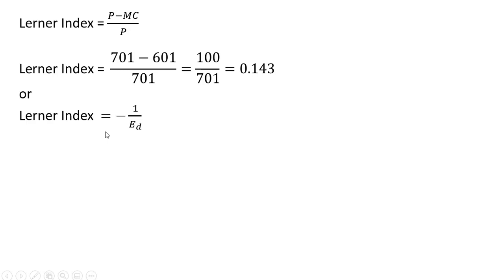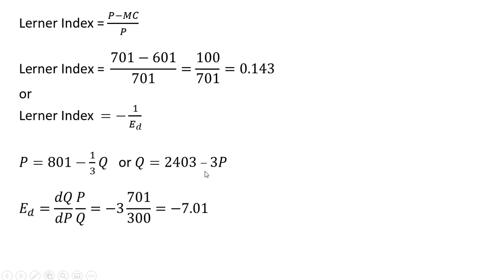Another way of thinking about it is the Lerner index also equals minus 1 over the price elasticity of demand. So let's calculate the price elasticity of demand. We take the firm's inverse market demand and solve for the demand, multiplying everything through by 3 here and moving some things around. Now getting the elasticity of demand, take the derivative of the demand equation with respect to price, and then we're going to multiply it by the ratio of price to quantity.